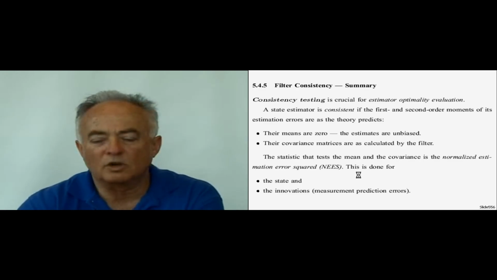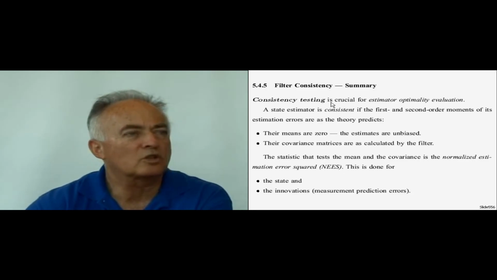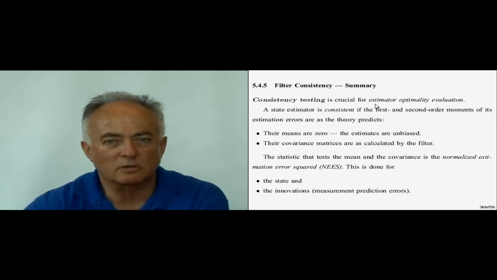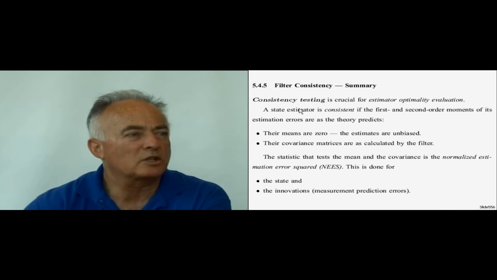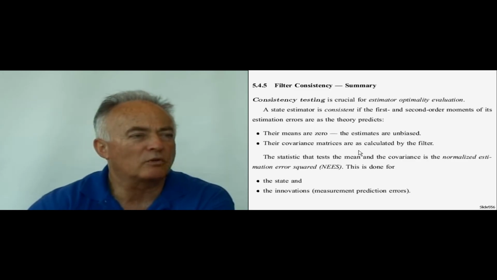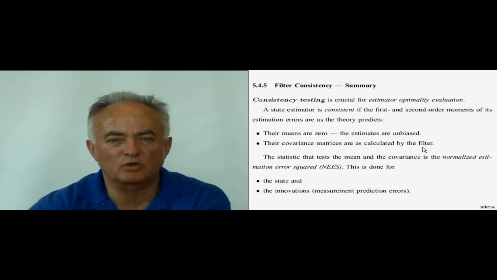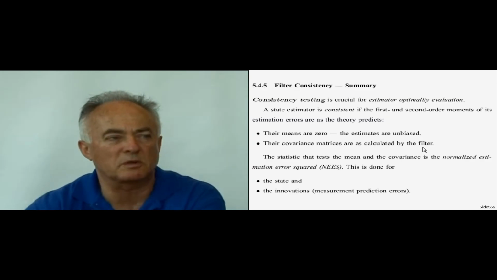Let's summarize the results for filter consistency. This consistency testing is crucial for estimator optimality evaluation. An estimator that is inconsistent is not optimal, clearly. A state estimator is consistent if the first and second order moments of its estimation errors are as the theory predicts. The means are 0 for the errors, or the estimates are unbiased, and the covariance matrices are as calculated by the filter. Compatibility of actual mean square error and calculated covariance matrices.